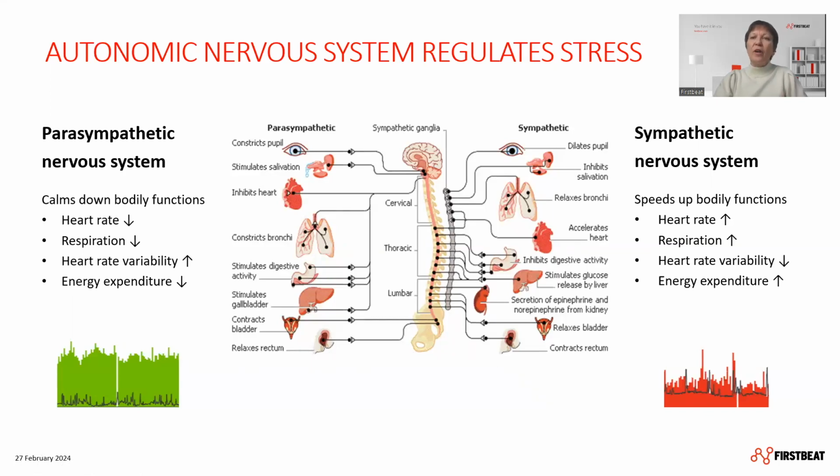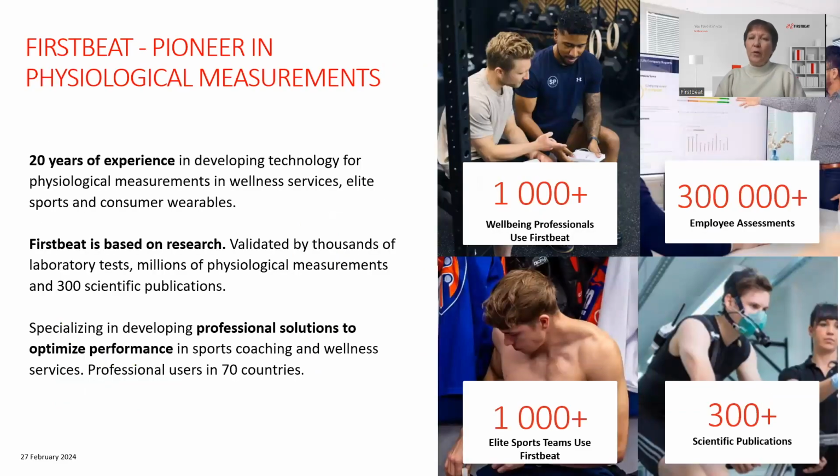But let's backtrack just for a few moments and do a quick introduction, after the basic background of stress, to Firstbeat, for those of you who are new to us. So by many we are considered a pioneer in physiological heart rate variability measurements. We have been doing this for a long time, 20 years of measuring heartbeats and developing different kinds of technologies for physiological measurements in wellness services, regular people, elite sports, and also consumer wearables.